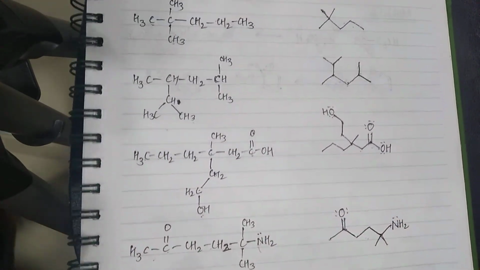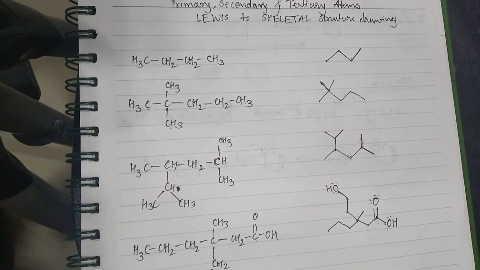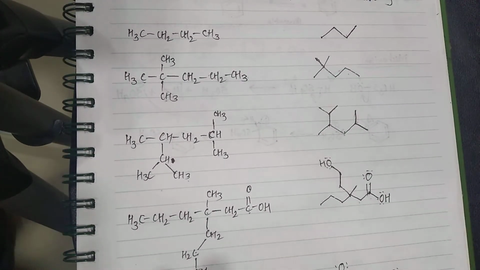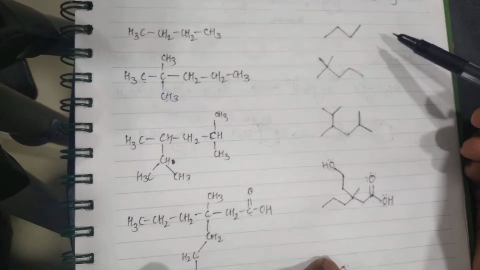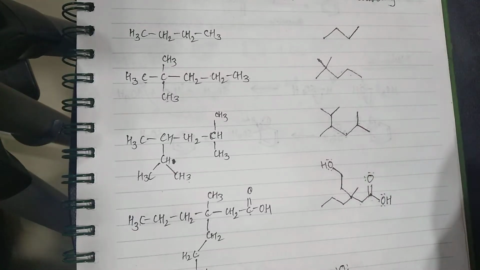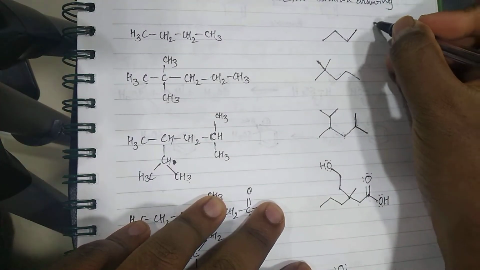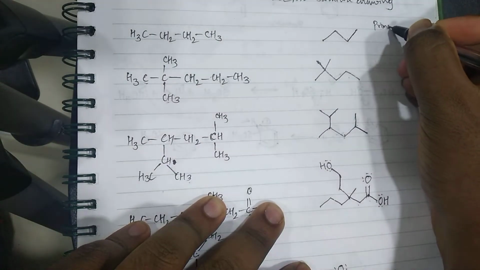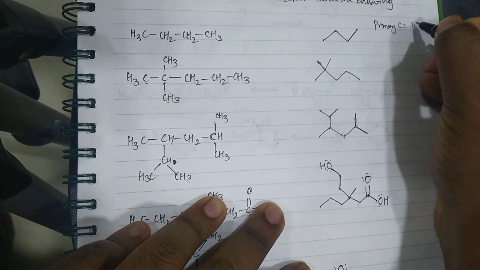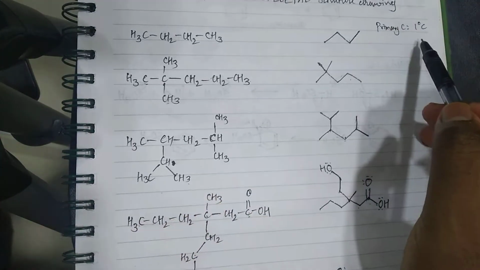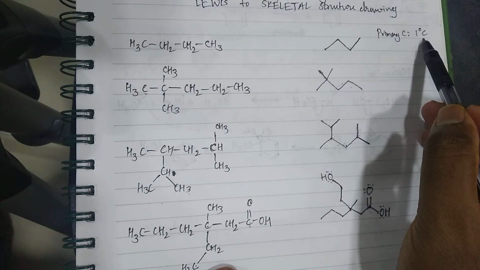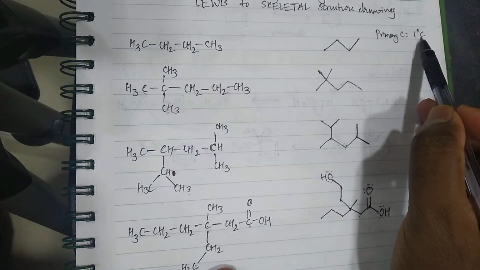Now let's try to understand what these primary, secondary and tertiary atoms are. Very important, especially when I'll be teaching you reactions. You need to know these terminologies. So let's first identify primary, secondary, tertiary, quaternary carbon atoms. Primary carbon is written as 1 degree C. It's read as 1 degree C, but in organic chemistry we read it as primary carbon.